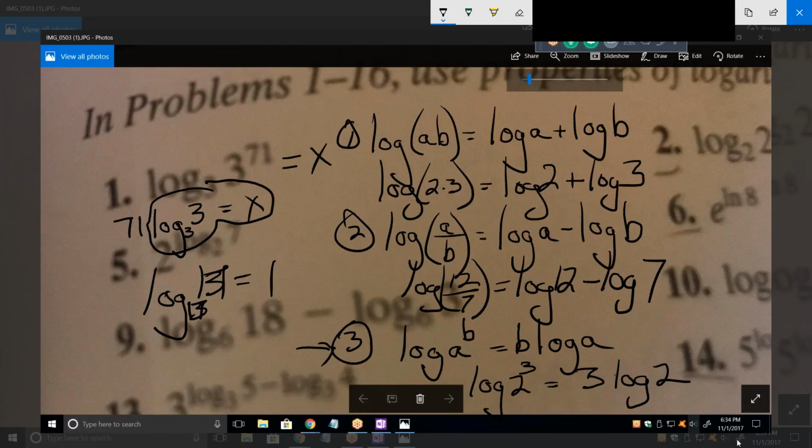So whenever your argument is the same as the base, your answer is 1.